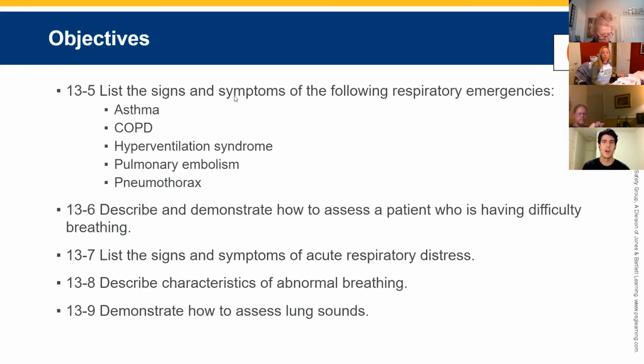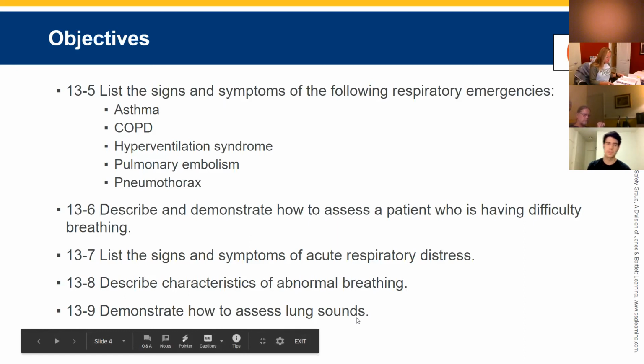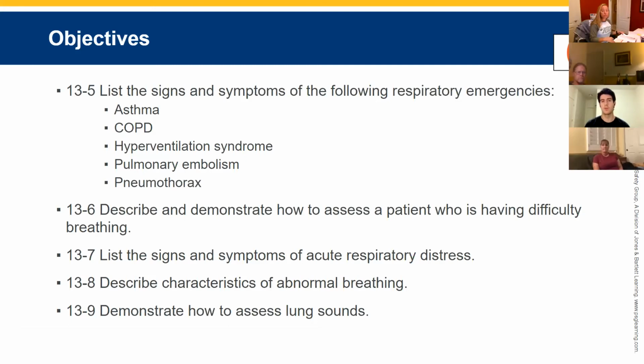All right. We're also going to talk about these very common respiratory emergencies: asthma, COPD. Hyperventilation syndrome is basically a panic attack. Pulmonary embolism, pneumothorax. These are all bread and butter respiratory issues. We'll talk about assessments. Again, more review. We can't get enough assessments. And we'll talk about some signs of respiratory distress, what abnormal breathing looks like, and how to assess someone's lung sounds. So just trying to get a sense of how we assess someone's breathing and what are some common things we'll see wrong with someone's breathing. That's the broad overview of today.